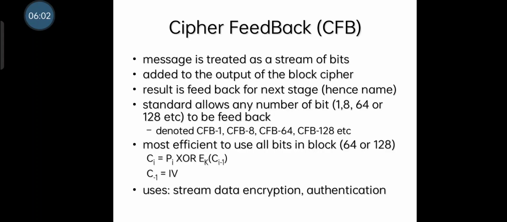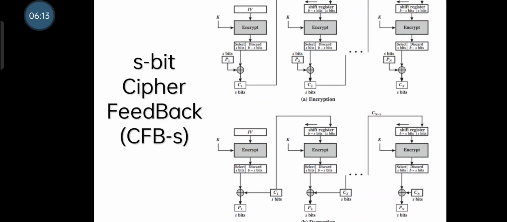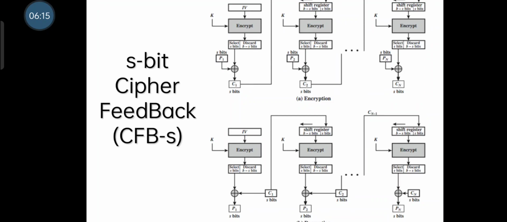Ci is equal to Pi XOR E suffix k of Ci minus 1. For Ci minus 1 I will be using the initialization vector. So this is the working concept. S bits depends upon how many bits we are using. If I am going to use 8 bits, then S bits will be 8 bit cipher feedback.